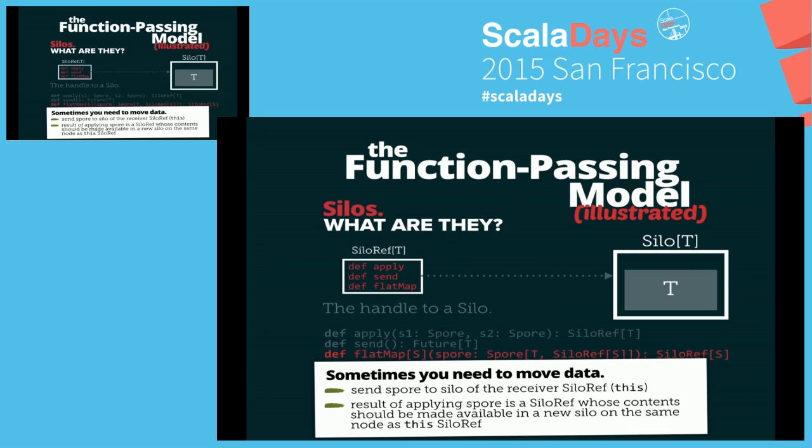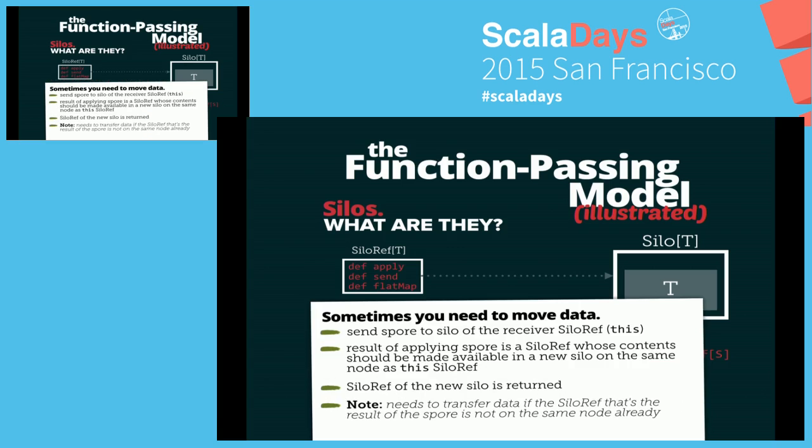And this last one is quite important, and maybe a little bit counterintuitive. Right now we're calling it flatMap because it basically is a flat map. It takes a spore from some type to a silo ref of some other type. Typically these things are collections, though they don't have to be. The idea is that you send a spore to the silo of the receiver silo ref, whichever one you've called it on. The result of applying that spore is a silo ref whose contents should be made available in a new silo on the same node as this, and it returns a new silo ref.